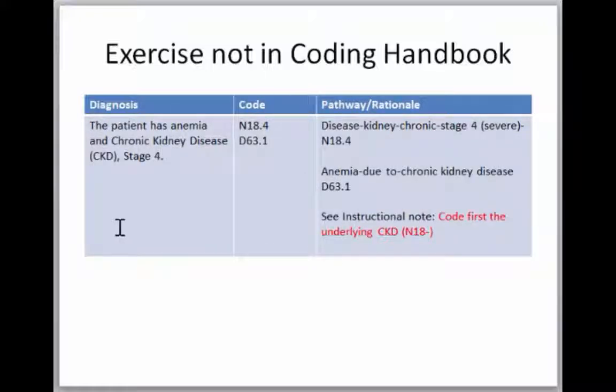Here's another exercise not in the coding handbook. The patient has anemia and chronic kidney disease stage 4. We would go through these pathways. And note that when you get to D63.1 in the code book, there is an instructional note to code first the underlying chronic kidney disease, so that helps us know how we would sequence these codes. So the N18.4 would go first, and then the D63.1.